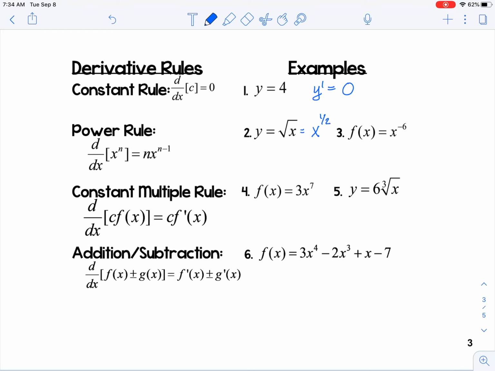y equals square root of x, or y equals x to the 1/2. We need to write it as a power so we can use the power rule. So the derivative, dy/dx, is move the power out front, 1/2, x to the, drop it down by 1. 1/2 minus 1 is negative 1/2.